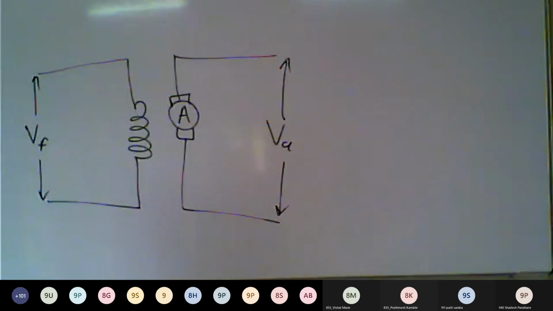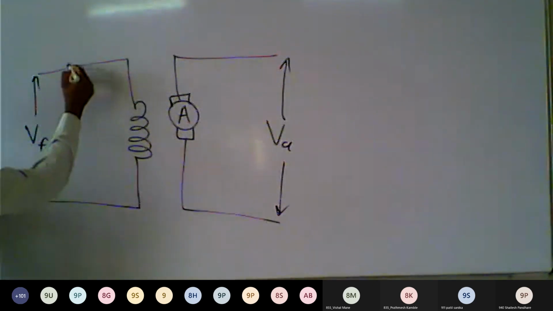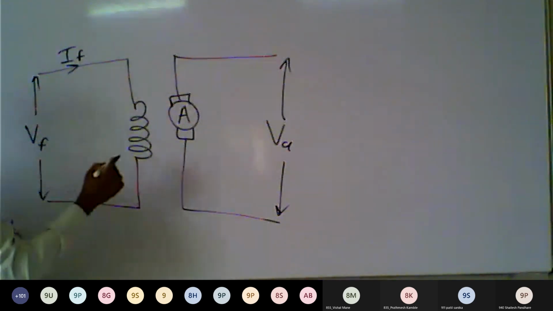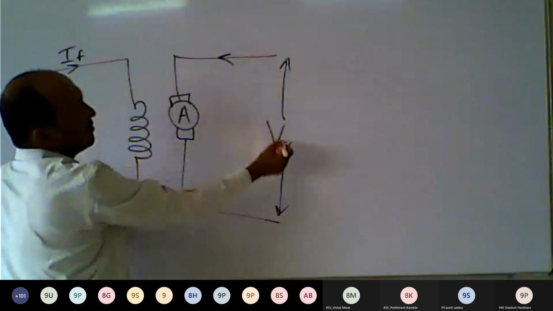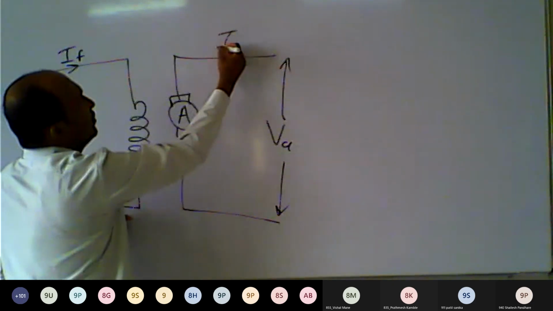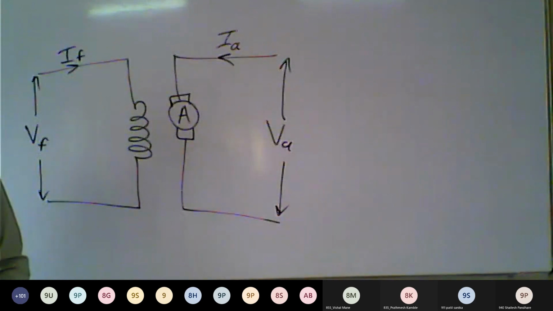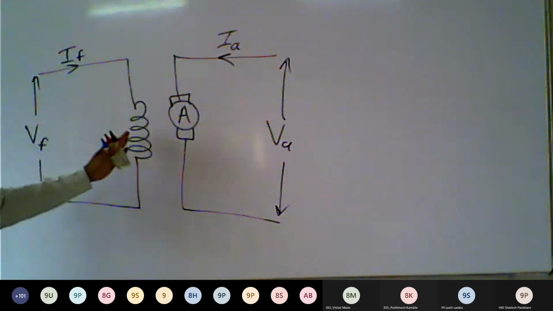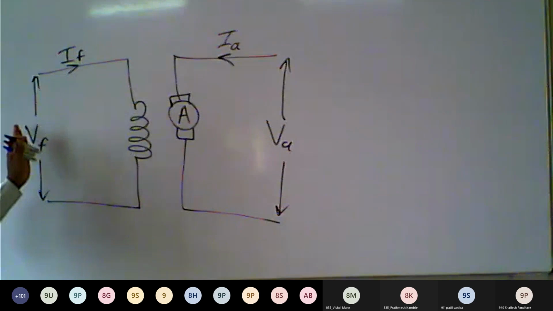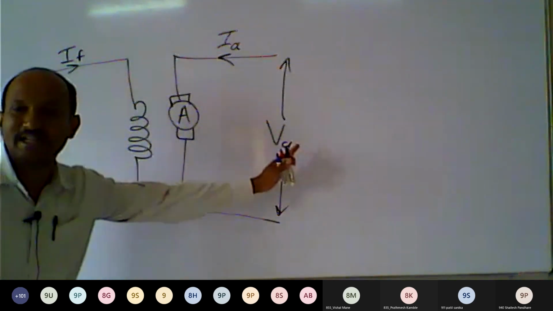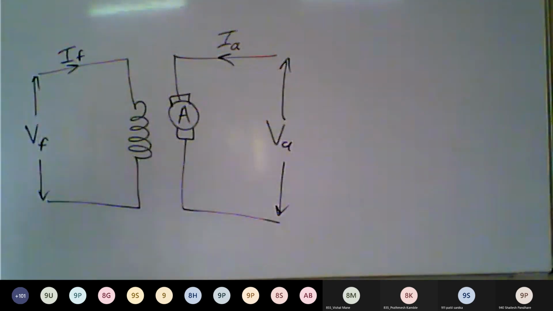So what is the symbol of a shunt DC motor? Here in the separately excited DC motor, due to this voltage source, current will flow. That current is called the field winding current. And due to the armature winding voltage source, the amount of current flowing through the armature is called the armature winding current. IA is the armature winding current. Here the field is separately connected to a voltage source and the armature is also connected separately. So this is called a separately excited DC motor.